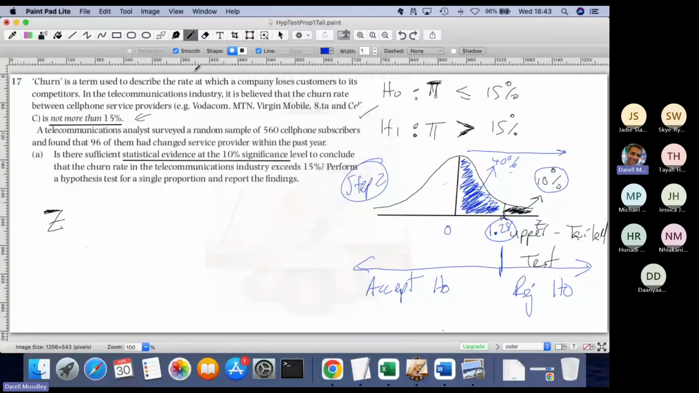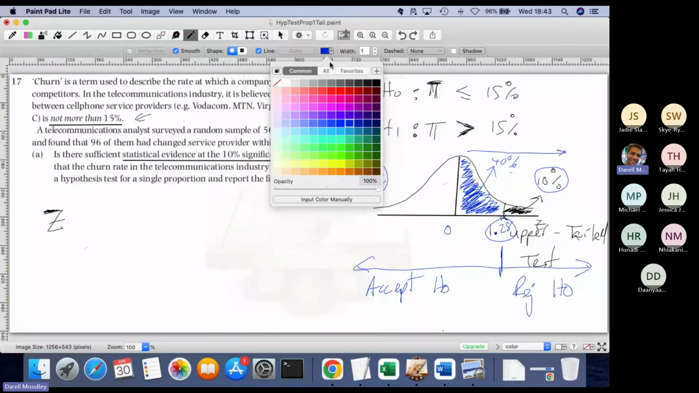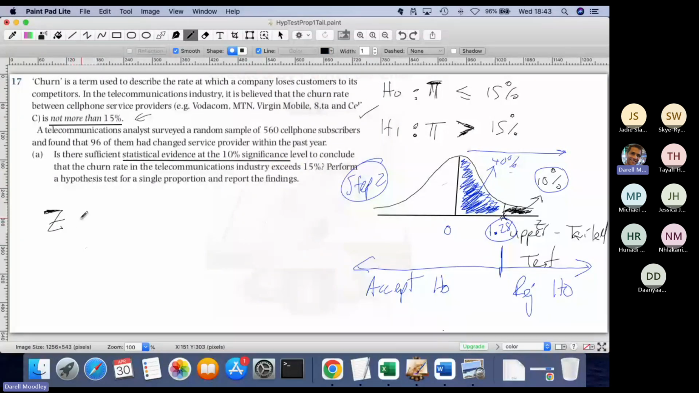Step 3 is to calculate the test statistic. All right. Test statistic. The formula for this, because you're dealing with proportions, you have to use this formula, which is in your formula sheet. It's P minus pi all over square root of pi times 1 minus pi all over n. This is the formula.